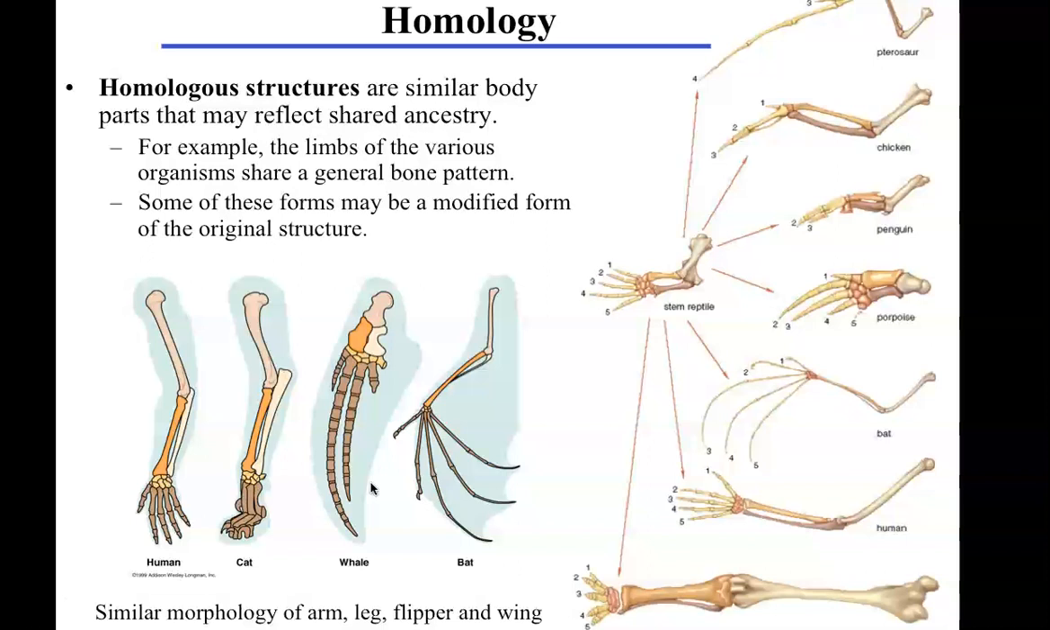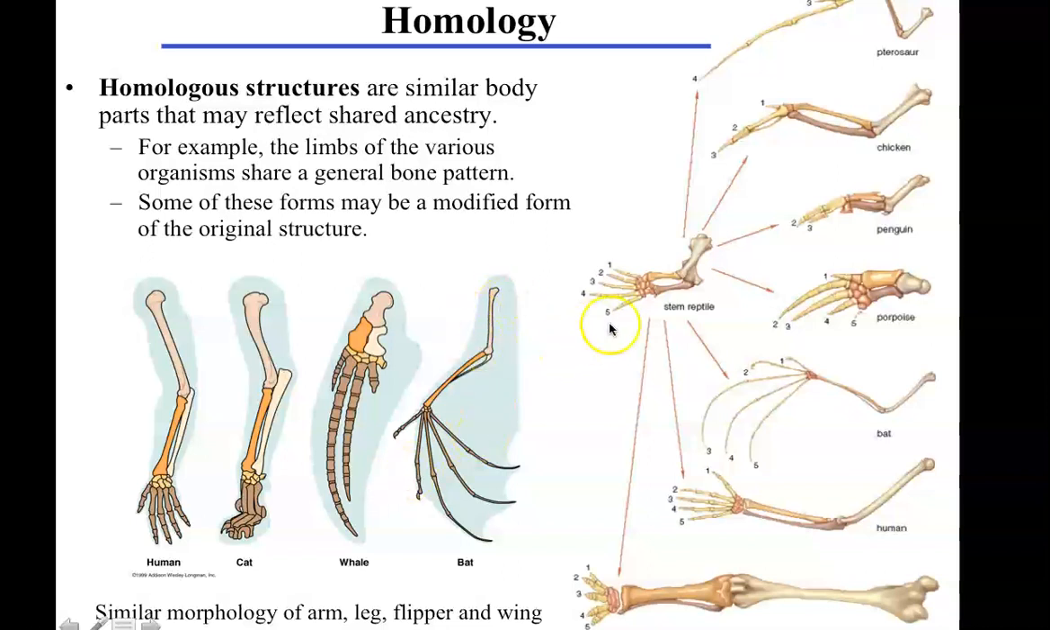So sure, over time, humans, cats, whales, and bats have all modified this basic blueprint, this basic bone structure, into arms and legs and flippers and wings, right? Which are very different appendages. But the point is that basic bone structure came from a common ancestor.